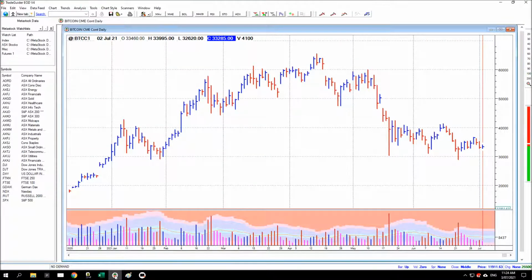So, okay, that's my lot for the week. I do like this Bitcoin futures chart. It's CME futures, the continuous contract, and it's very clear and easy to understand.